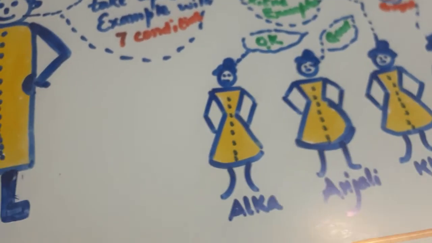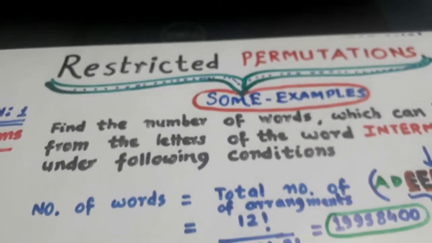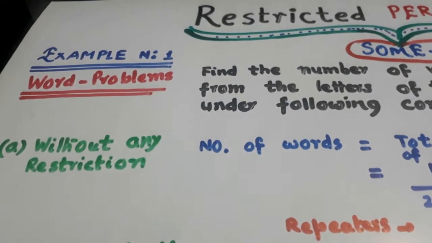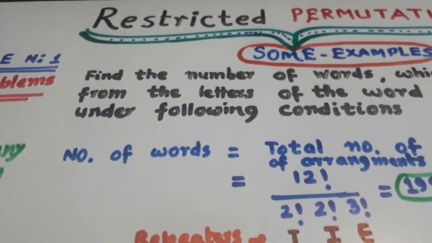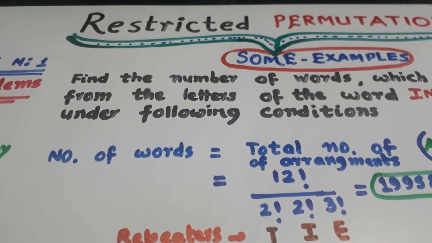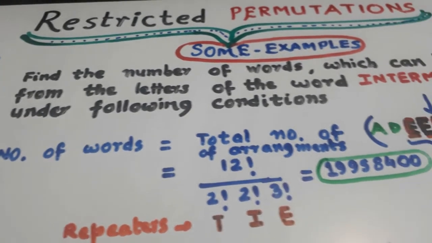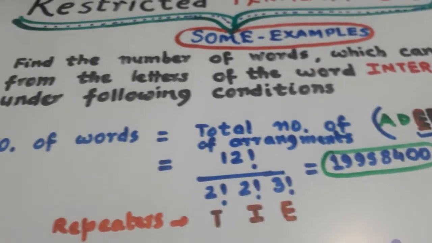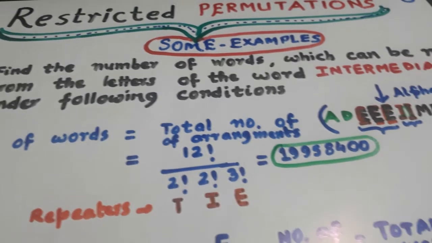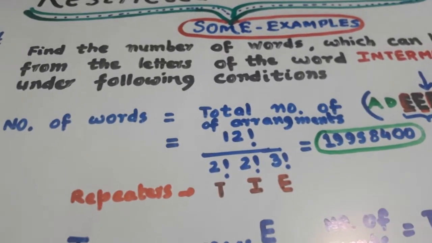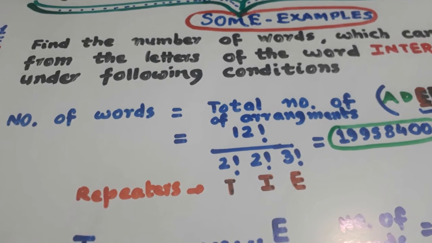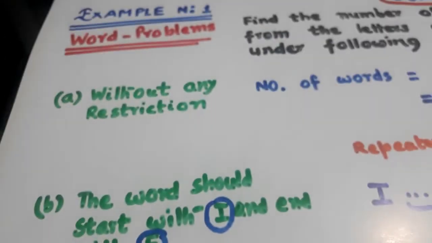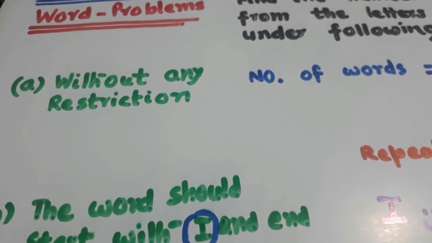Look here. This is one example only. The question is like this. Find the number of words which can be made from the letters of the word intermediate under following conditions. Now, conditions are starting. The first condition is without any restriction.